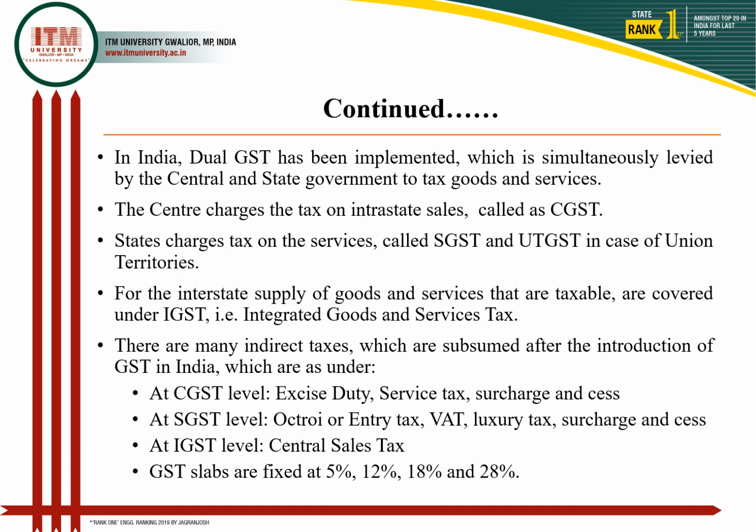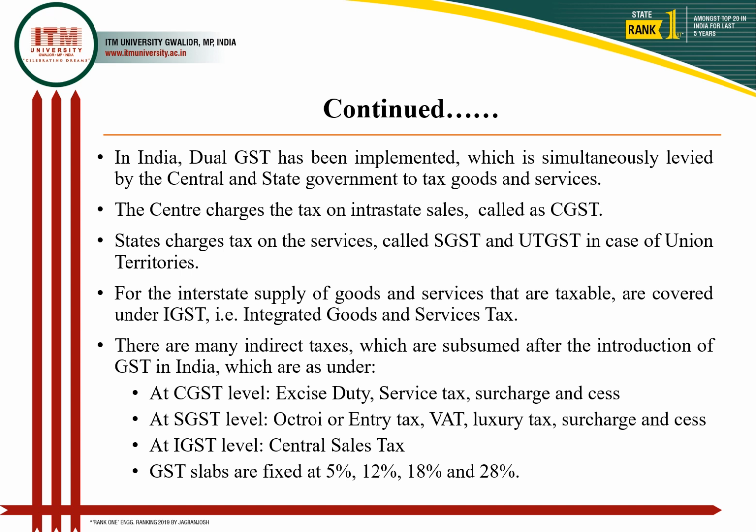For union territories it is called UTGST. So for interstate supply of goods and services that are taxable are covered under IGST, that is Integrated Goods and Services Tax. Again, for many online purchases of items, if you might have observed the credit card slabs, you might have observed that IGST has been applied over that.